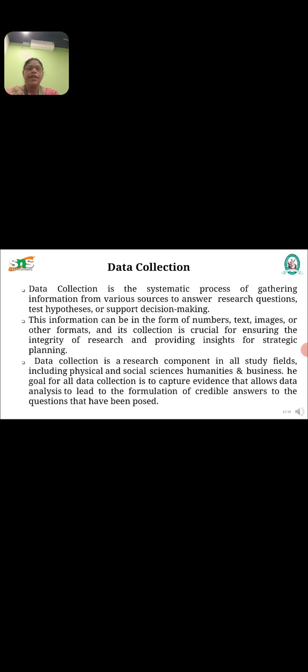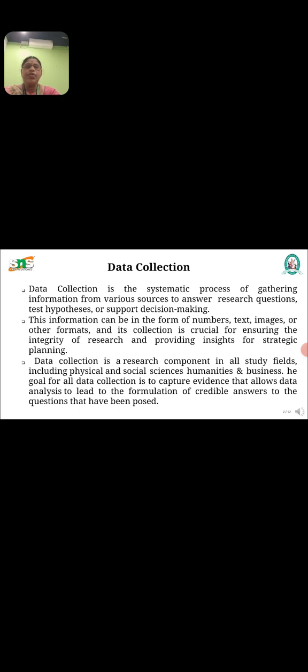So, it might be in any form. It might be in the form of a number, or a word or text, or an image, or other formats like symbols and so on, for providing insights for strategic planning and to provide integrity. Data collection is a research component in all study fields, including physical and social sciences, humanities, and business. Even in literature, we can collect data for supporting documents.